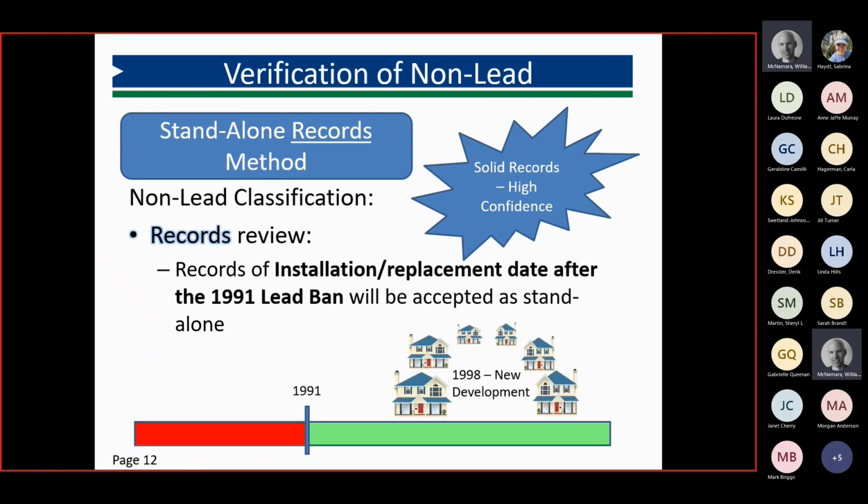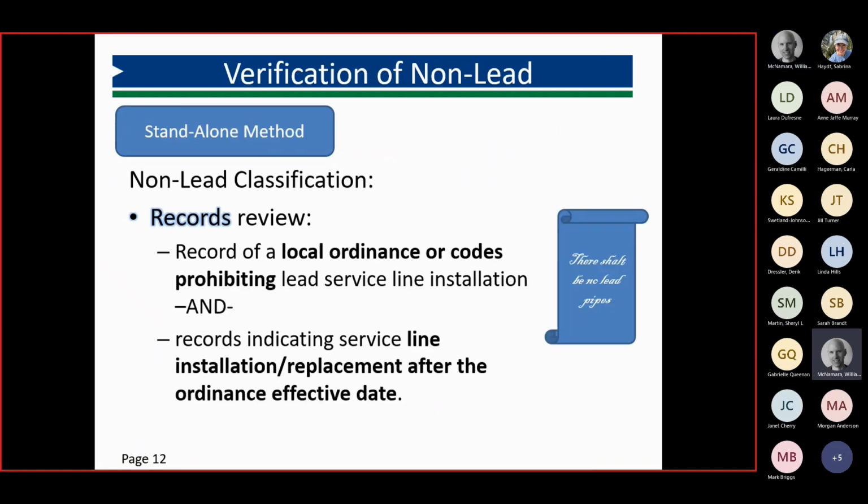So here's an example. Maybe it's a newer development built in 1998, clearly after the 1991 lead ban. So records review is enough there for verification. Similar to this, some communities put in an ordinance prior to that 1991 lead ban.